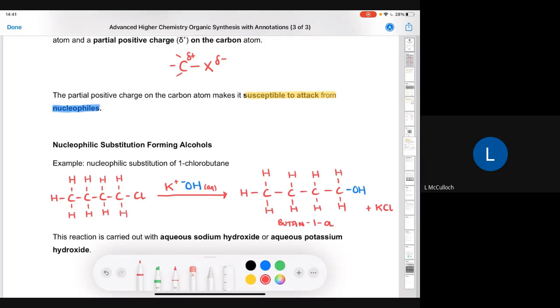You do need to know what reagents you need to use in order to turn a monohaloalkane into an alcohol, instead of turning a monohaloalkane into an ether, or a monohaloalkane into a nitrile, or even turning a monohaloalkane into an alkene. Because if we were to use an alkali like potassium hydroxide that was dissolved in ethanol, we would produce an alkene.